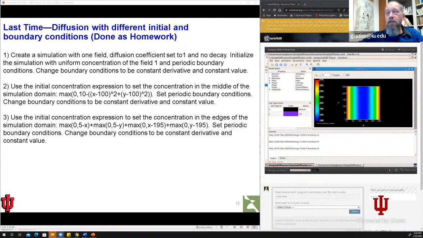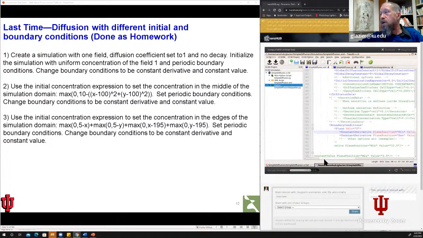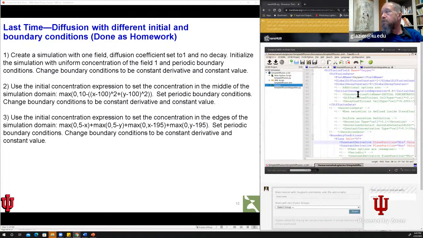The only other thing I think might be worthwhile is trying something like this: did anybody try number 2, where you set an initial concentration peak in the middle? For the initial concentration here, you can't do very fancy things, but you can do simple algebra. And a few functions like max and min, sine and cosine work.